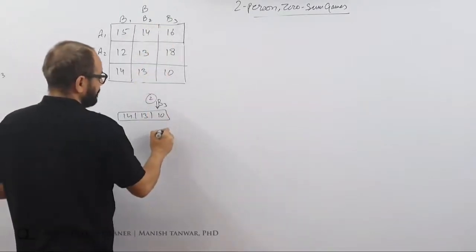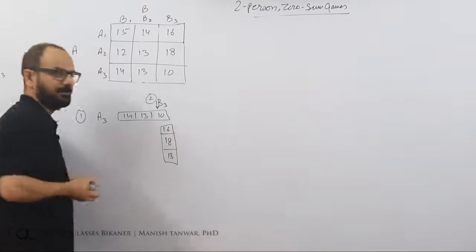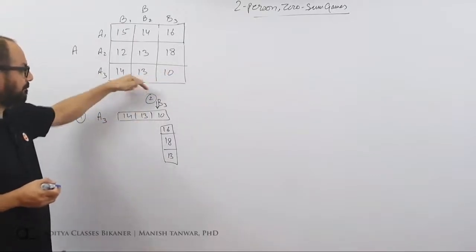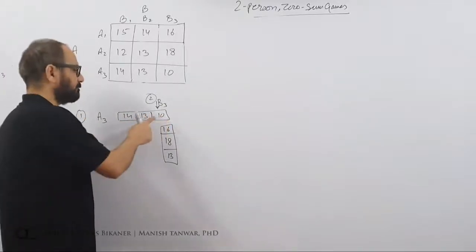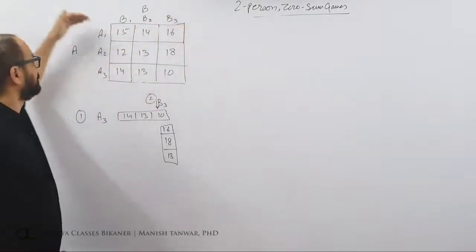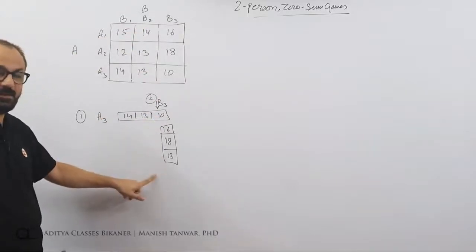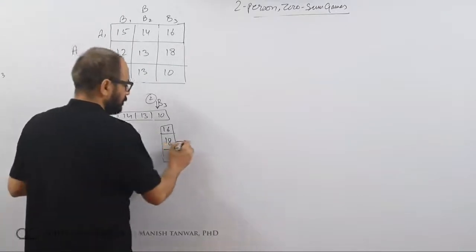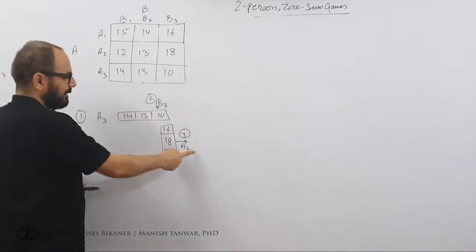Now, when B jumps to B3, what are the returns possible for B? 16, 18 and 13. A took a call. It knew the returns are 14, 13 and 10. From 14, 13 and 10, B selected 10 because these are losses for B. So, B decided minimum loss of 10. Because when B goes for B3, A can go with any strategy. A can either win 16 or win 18 or win 13. A will go with A2. So, this is our third move in the game. You start with A3, B jumps to B3, A moves to A2.